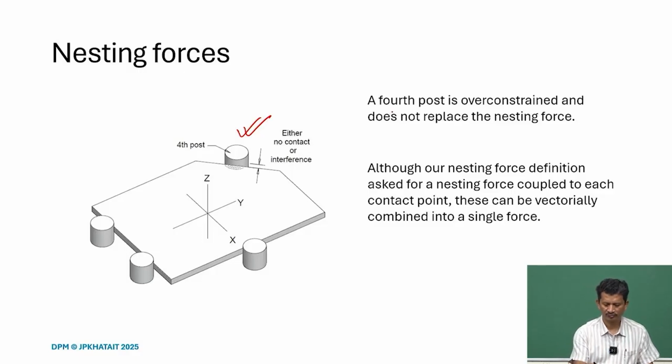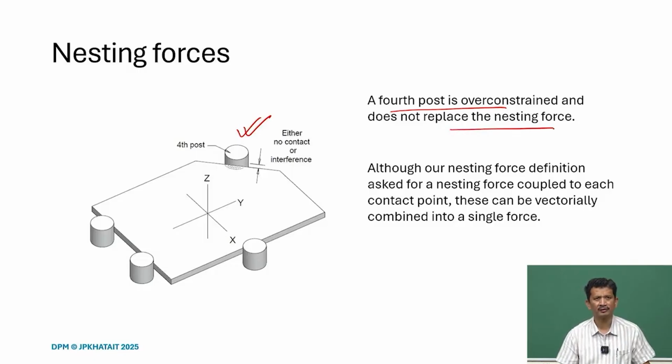The fourth post is always over constrained, and it does not replace the nesting force. And why? Because again it's still rigid if we consider this case. So in order to provide sufficient nesting force, it should press, and these are the contact points.